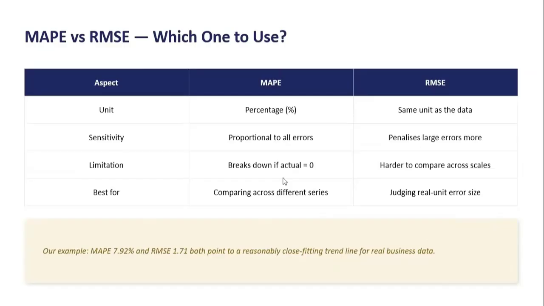One warning on mean absolute percentage error: if your actual value is ever 0, the formula breaks. You are dividing by 0. Keep that in your back pocket. If you are studying this for an exam, this slide right here is worth memorizing. It's the classic compare and contrast question.